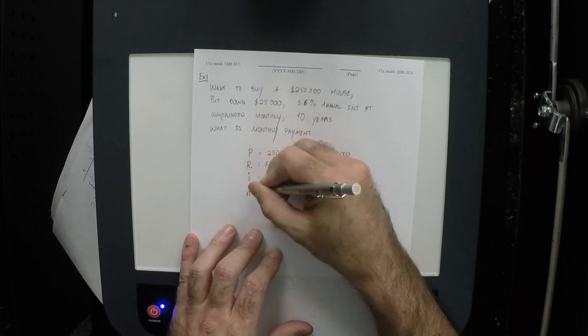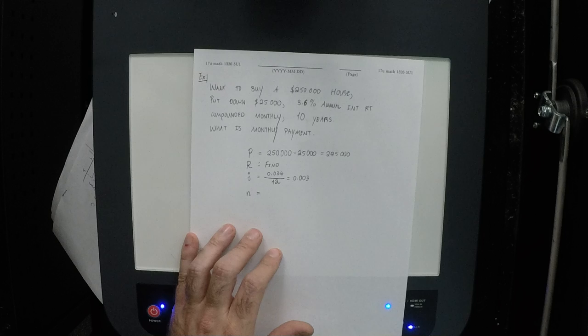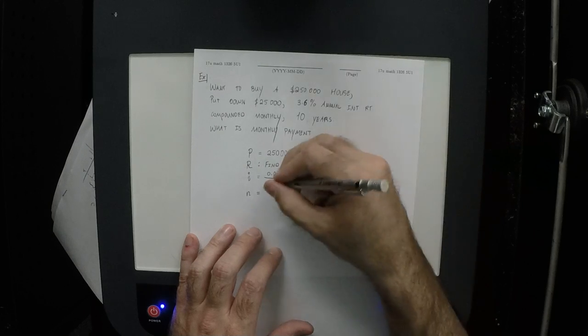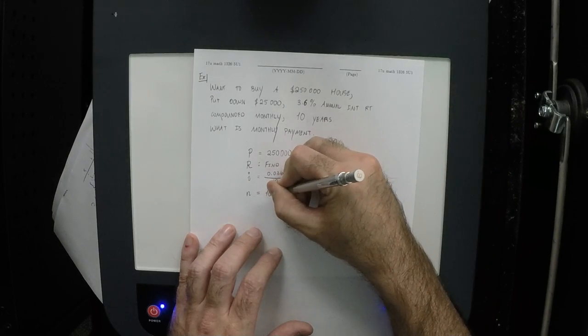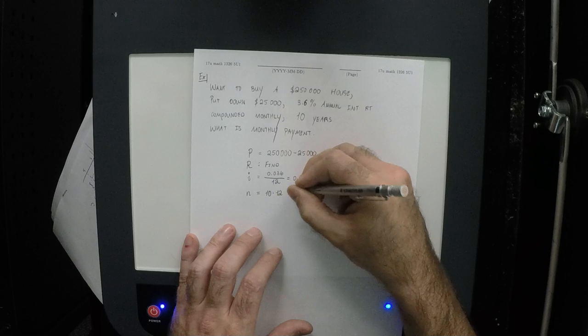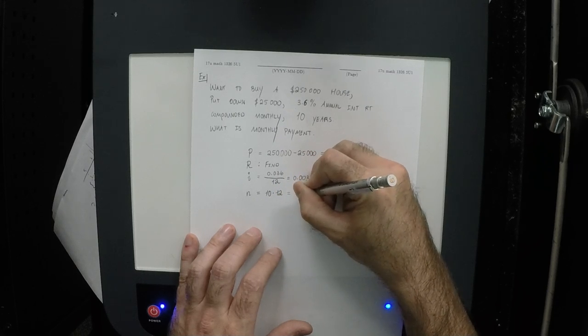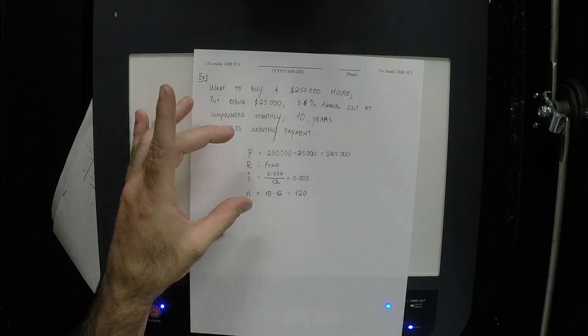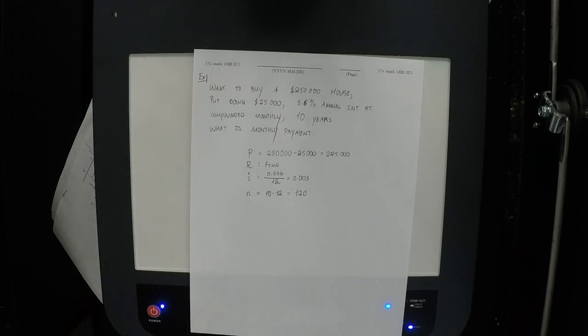And then N. What's N? 120. Why is it 120? Very good. 10 years and then 12 months per year is 120 payments. So any questions on how we found these values before we just start using the formula?